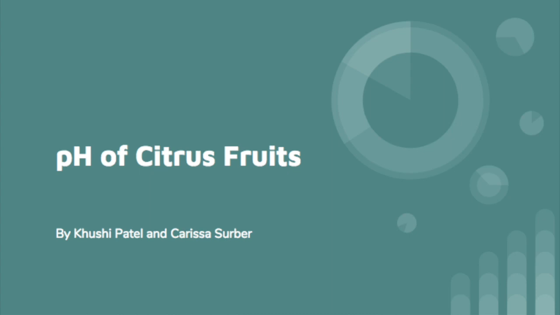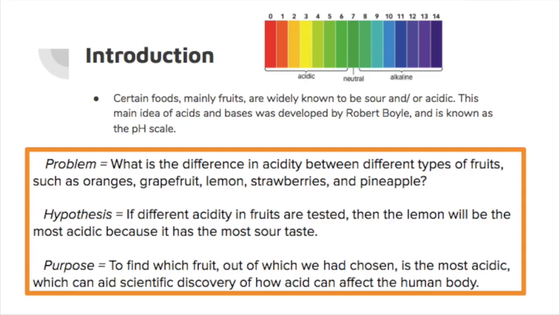and our research project is on the pH of citrus fruits. As previously stated, our chemistry research project is over the pH of citrus fruits. Certain foods, mainly fruits, are widely known to be sour and/or acidic.